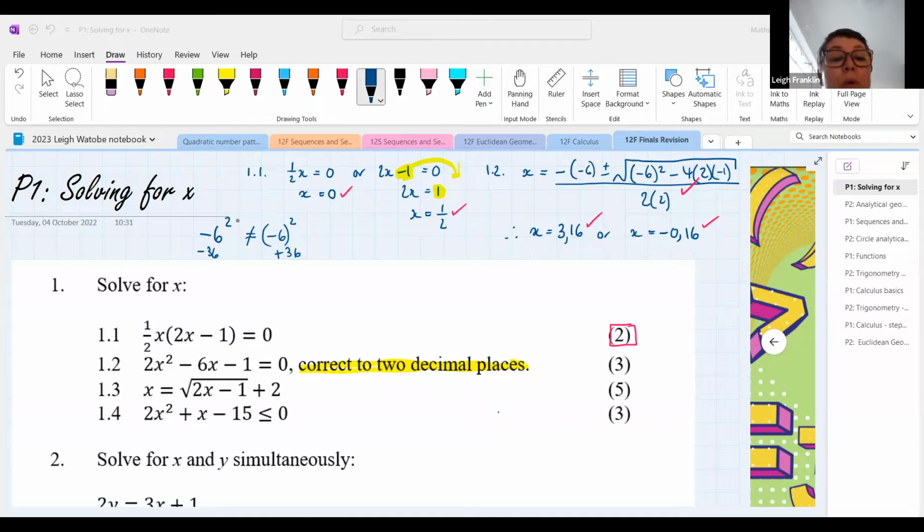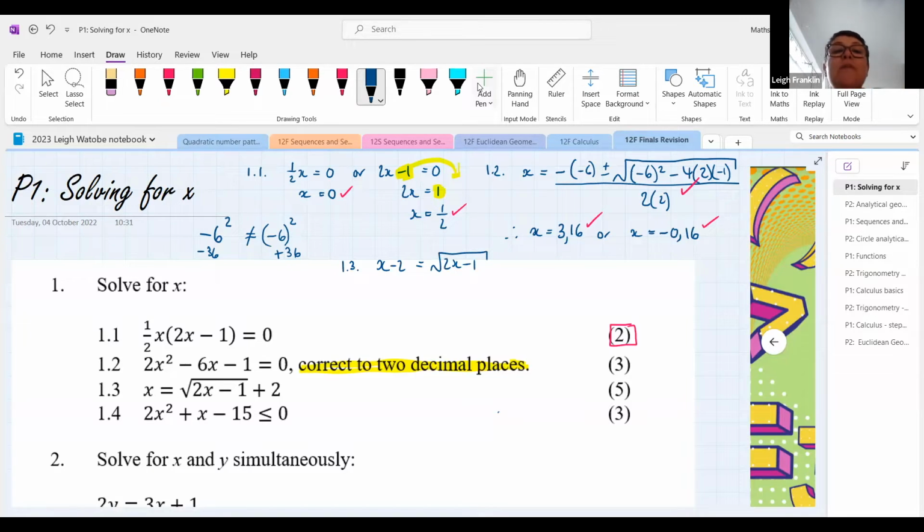All right, so we're going to do what a lot of you suggested. We're first going to transpose that 2 over to the other side. So that means that on the left, we've now got x minus 2. And on the right-hand side, we've got our root with our 2x minus 1 inside. Okay, so the first step, correct, moving the 2 over.